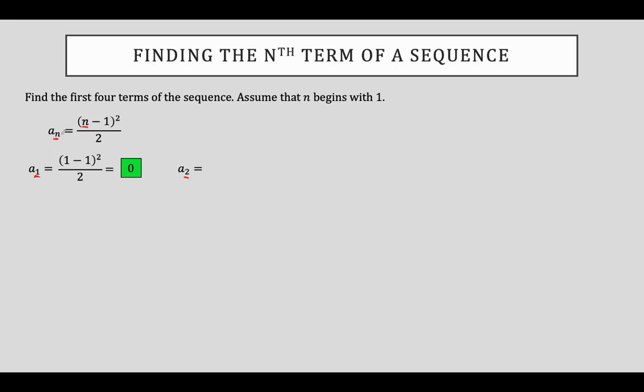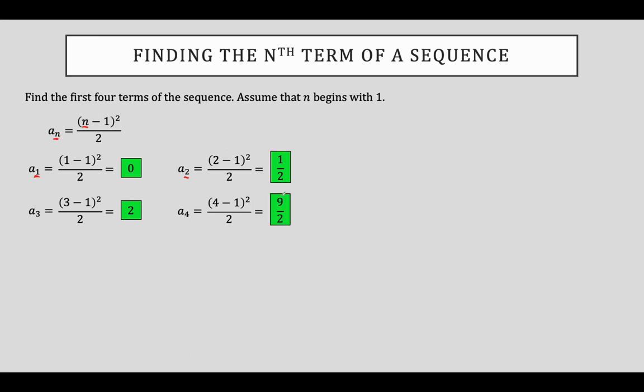We are replacing this n in our equation with a 2, which means we plug in 2 for every single n that we see. 2 minus 1 quantity squared over 2 simplifies down to 1/2. The third term of the sequence would be a sub 3. This means I just plug in 3 for n. This would be 3 minus 1 squared over 2, which gives us 2. The fourth term, a sub 4, would be 4 minus 1 quantity squared over 2, which gives us 9 over 2.